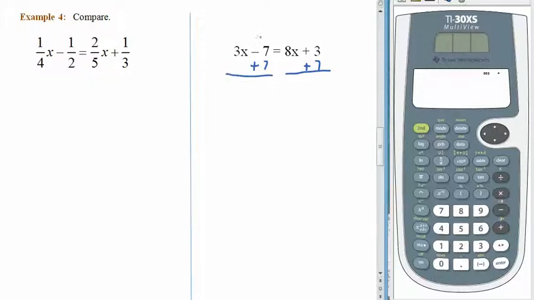Right? We see those opposite terms right there. And that leaves us with 3x on the left-hand side. Equals drops straight down and doesn't move. And then we have 8x plus 10. So let's come over to the other equation and do a similar type of thing. Let's add 1/2 to both sides.